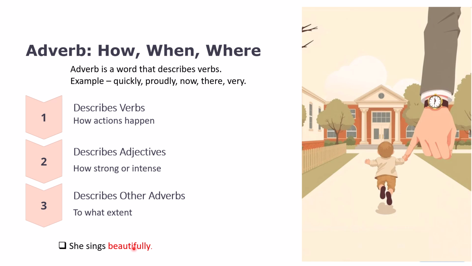Beautifully is an adverb as it describes the verb. How she sings. She sings beautifully. It shows more information about the verb. So, adverb is a word that describes a verb, adjective, or another adverb.